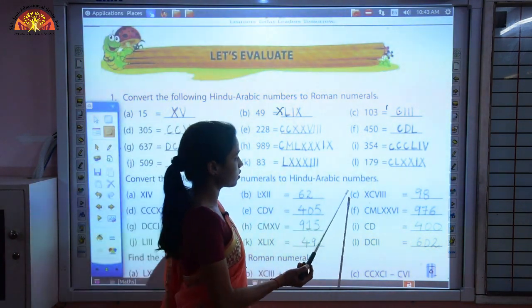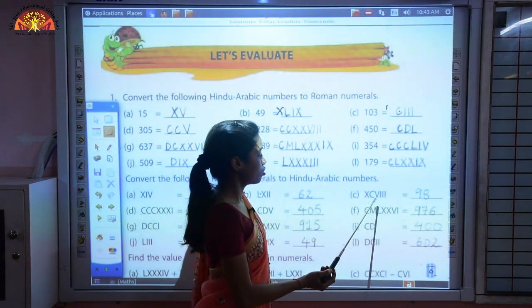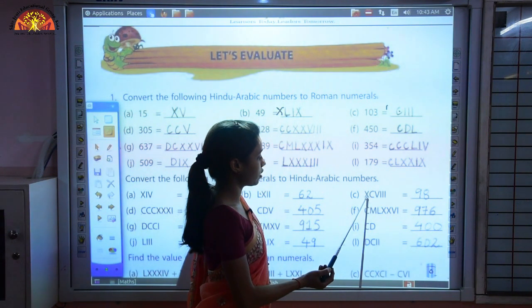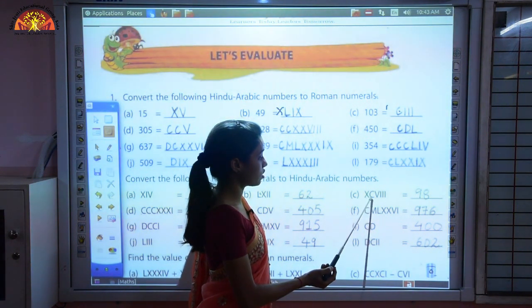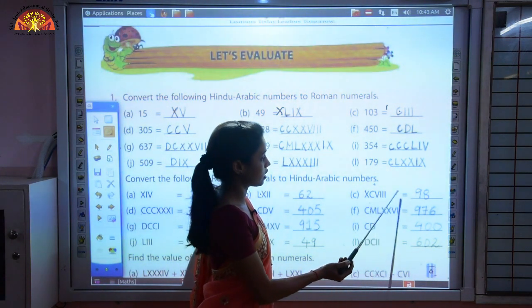Okay students, now this is C part, XCVIII. So X is written on the left hand side of C, that is 100 minus 10, that is 90. So 90 and this is 8, so 90 plus 8 is 98.